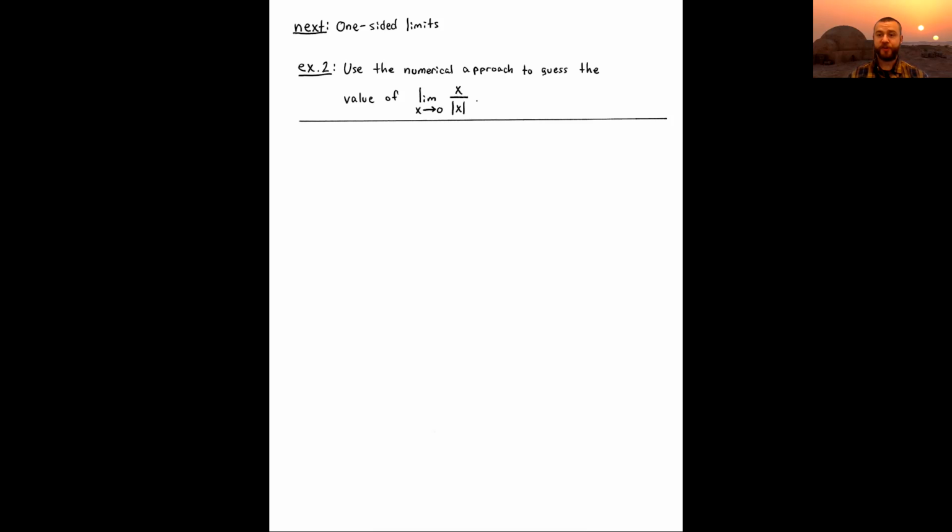All right, so let's jump straight to an example. I don't want to give a definition. Let's motivate it with a concrete example. So here, we're going to use the numerical approach, again, to guess the value of this limit: the limit as x approaches 0 of x divided by absolute value of x. I'd like you to pause the video and give an attempt at this. We'll check in about a minute.